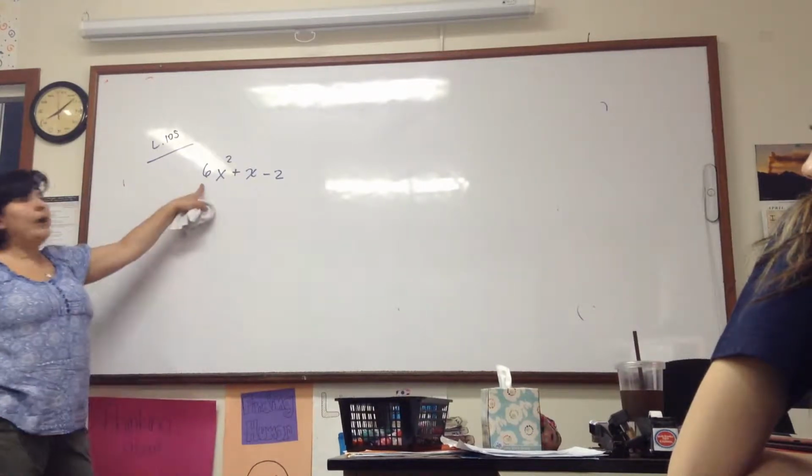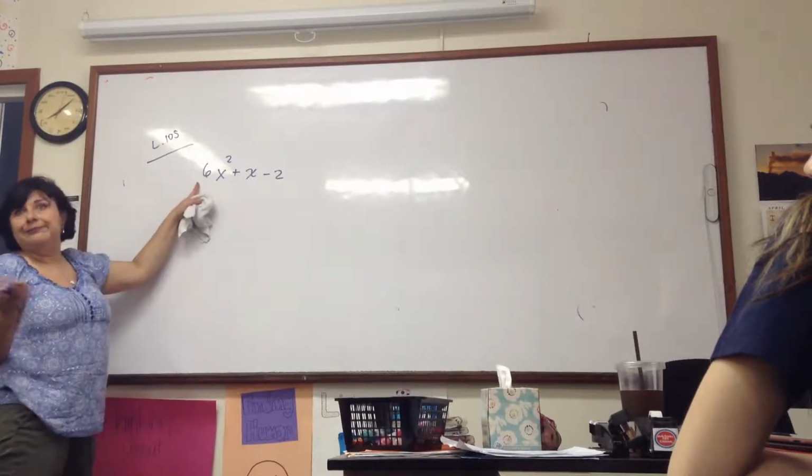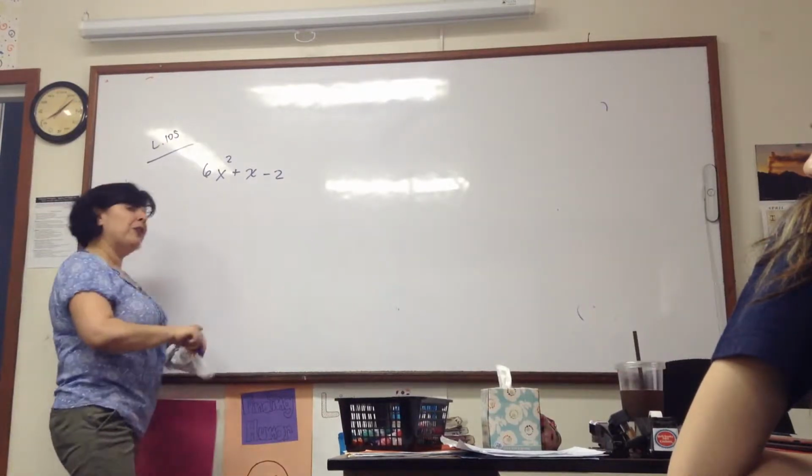First of all, we make this a square. How do you make this a square? You multiply by 6. So I'm going to multiply the whole thing by 6 now.